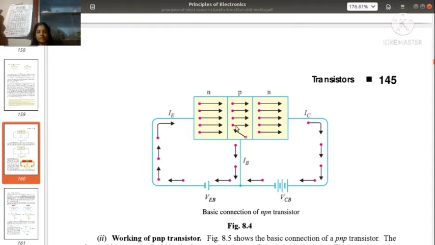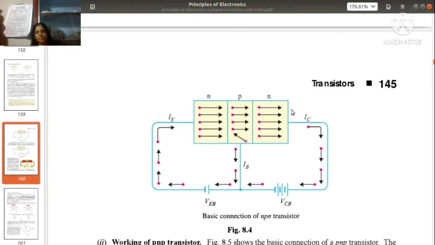Since this is forward bias and the base region is very thinly doped, only a few of the electrons coming into this base region combine with the holes in the P region. Combining electrons with holes in the P region means the negative charge moves forward as it combines. So it constitutes the base current.